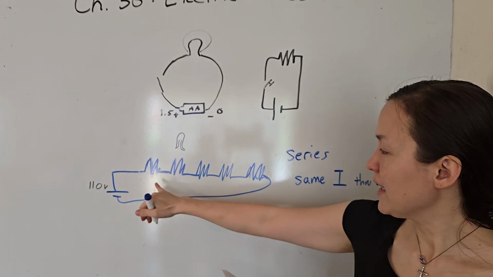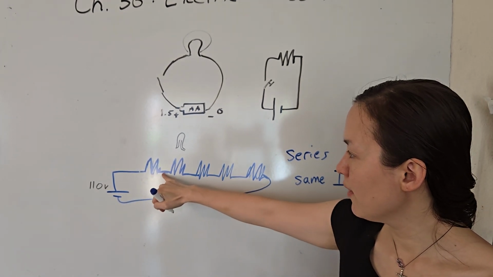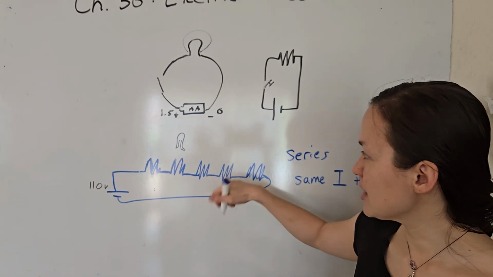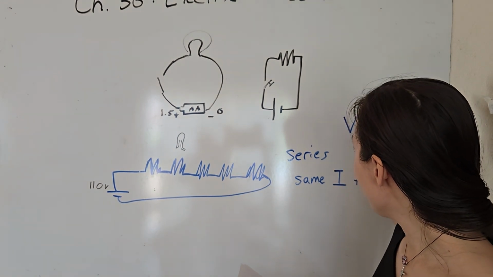All right, now we can see that the voltage will drop over each of these, because remember, V equals IR.